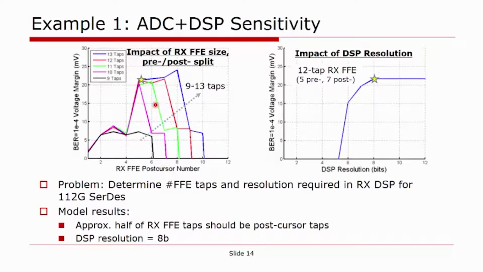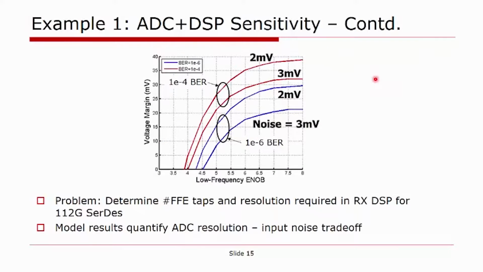Using this, we can decide what's the optimal number of taps to allocate for receiver feed-forward equalization, which in this case is around, say, 12 or so. And the plot on the right shows the sensitivity of performance to the resolution we choose for a DSP. Of course, we want to choose the minimum resolution required to meet our target bit error rate, for power and area efficiency reasons. An analysis like this shows what that number needs to be, which in this case is around 8 bits or so.